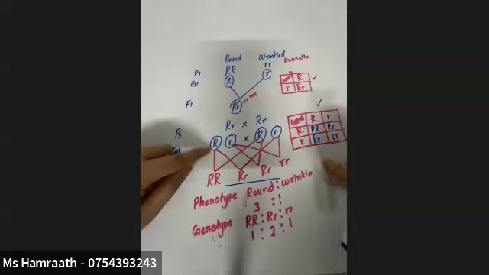Here, what is the Punnett square? What are the gametes we have? Capital R, simple R, capital R, simple R. So when this R and R combine together, this R and this R, capital R, simple R. This one, capital R and simple R. Simple R and simple R. Clear?